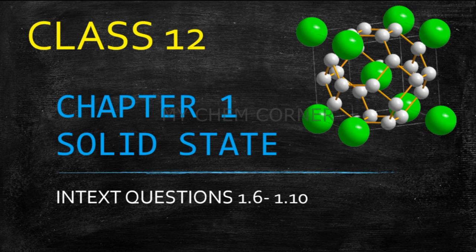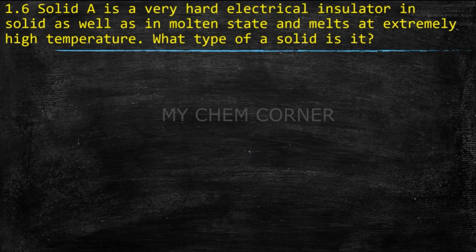So without further ado, let's start solving the Intext questions. Next is question number 1.6. The question says: solid A is a very hard electrical insulator in solid as well as in molten state and melts at extremely high temperature. What type of solid is it?